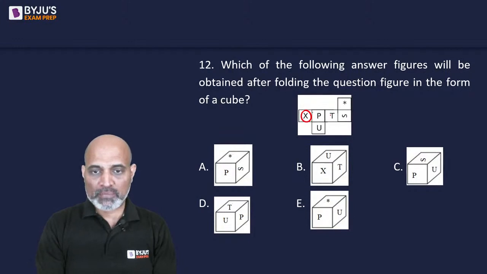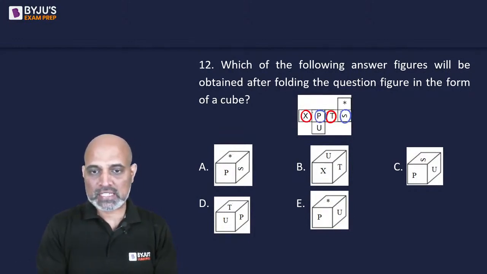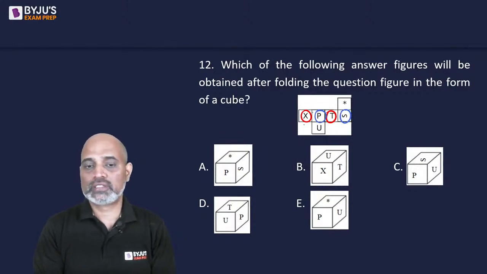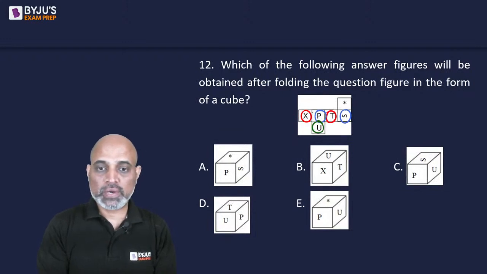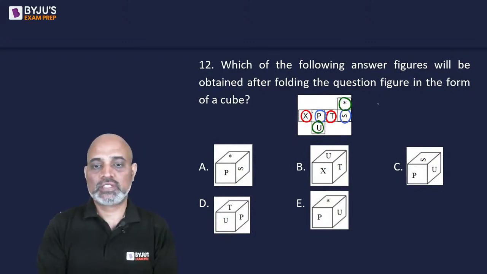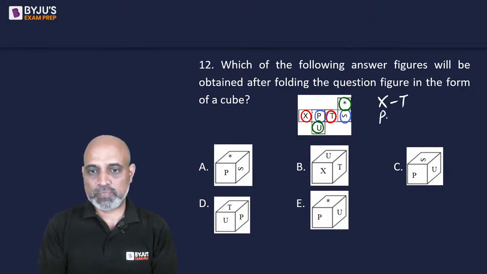So in the backbone, the alternates are going to be opposite to each other, right? So P and S are opposite to each other, and X and T are opposite to each other. And then we have U and asterisk being opposite to each other. That is, X and T are opposite, P and S are opposite, U and asterisk are opposite.